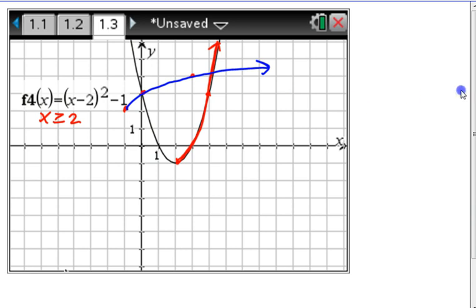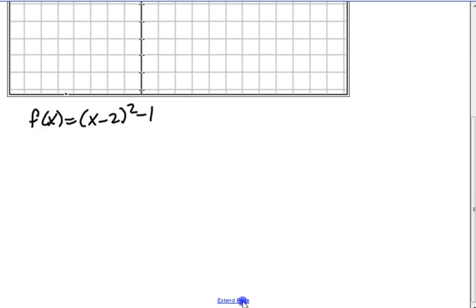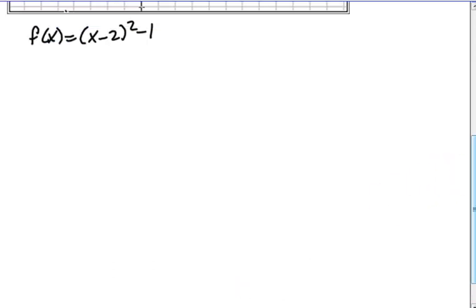So let's take this function, f of x is equal to (x minus 2) squared minus 1. And let's look at how we can find the inverse function and verify that it is an inverse. One way to find the inverse function is to switch the x and y. So let's replace the f of x with a y. And make sure that you do replace it. It doesn't just disappear. It is a y value. Let's switch the x and y.